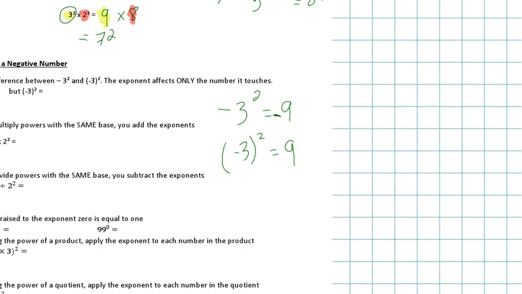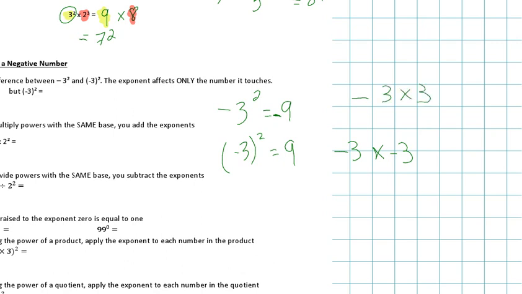So that 2 is only to the power of the 3. It doesn't include the negative. In this case right here, the second case, that bracket tells me that I have -3 multiplied by -3, and that's why I have the bracket. Because it's the -3 that is squared. In this case, I have a negative, and then the 3 is the only one that's multiplied by itself. Do you see the difference?